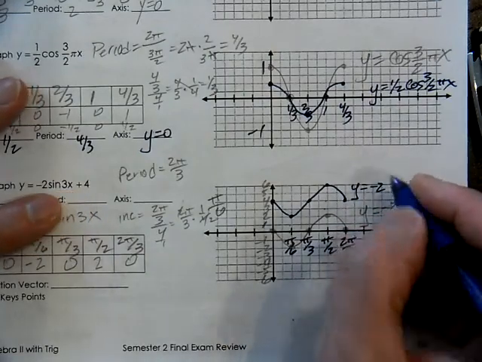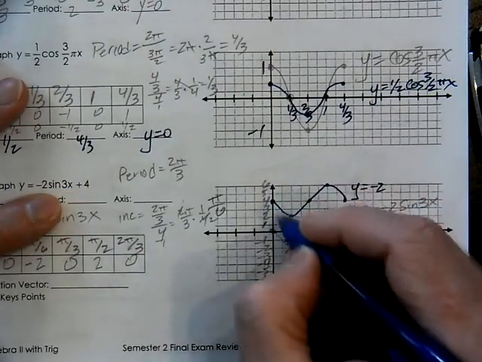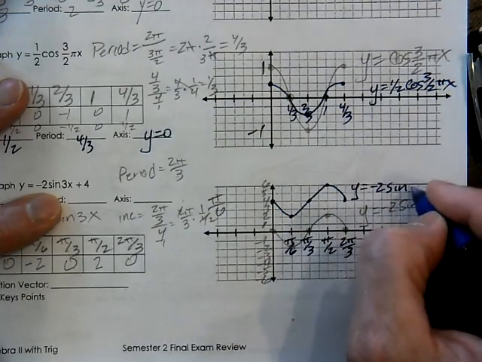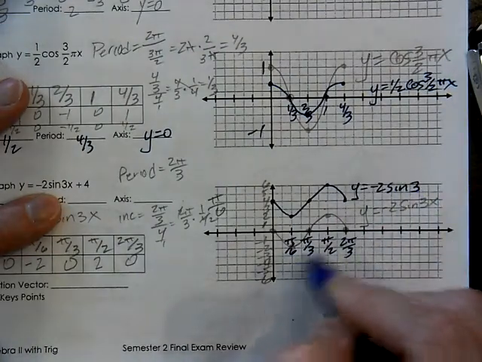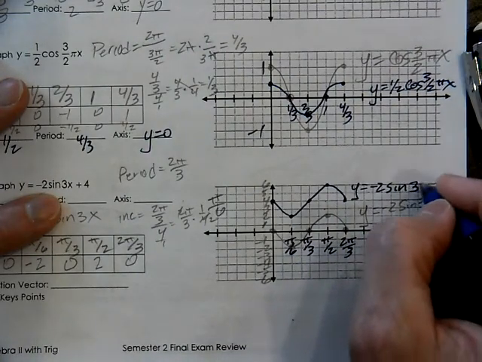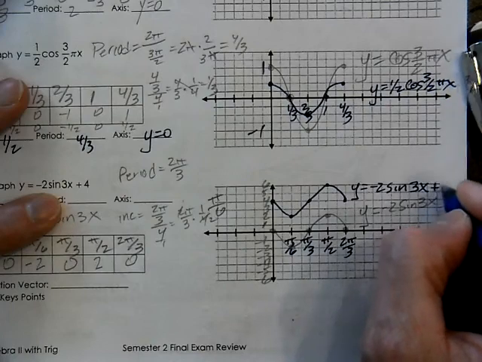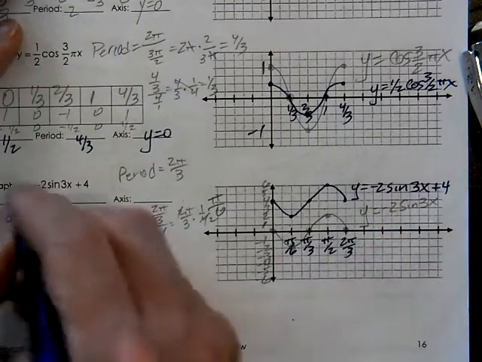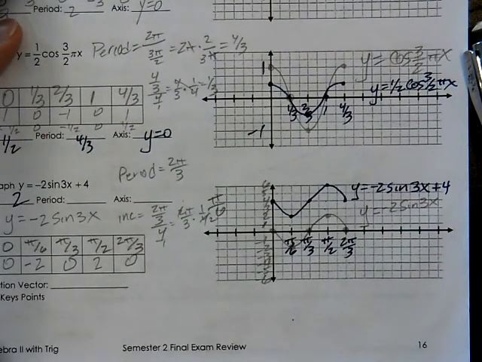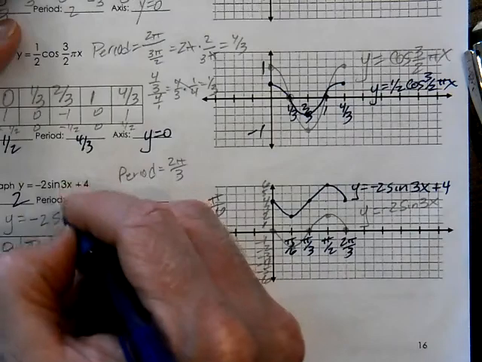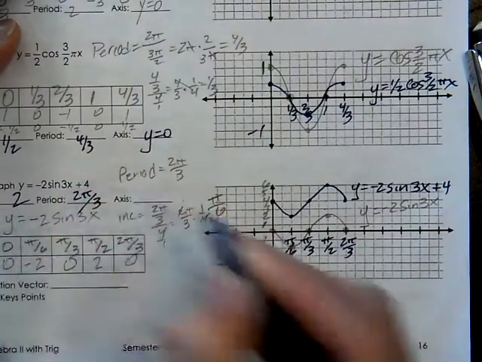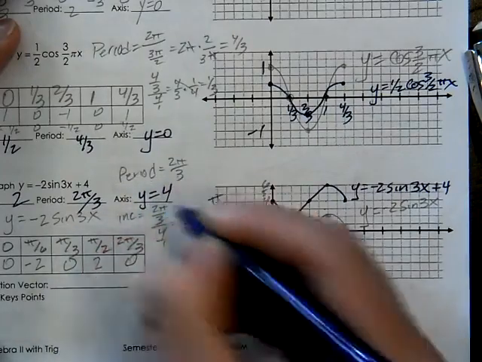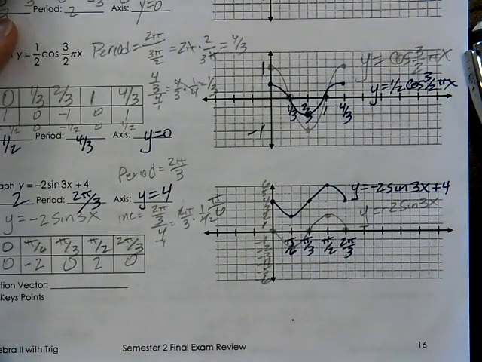So this is our negative 2. It's opening, it's going down for a sine function. We've changed the increments, so it's 3. And it's been translated upwards 4. So the amplitude is still 2. It's the absolute value of the A. The period we calculated to be 2 pi divided by 3. And the axis is their K value, which is 4.